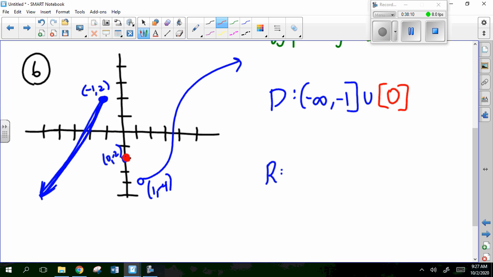And then there's another jump to what x value? What's the next x value the graph starts at? 1, except it's an open circle, so we need a parenthesis. And then if we keep tracing it to the right, we eventually go to the right forever. So what's my last piece?